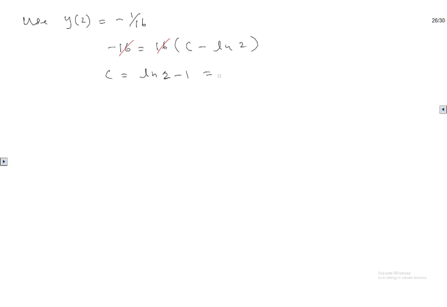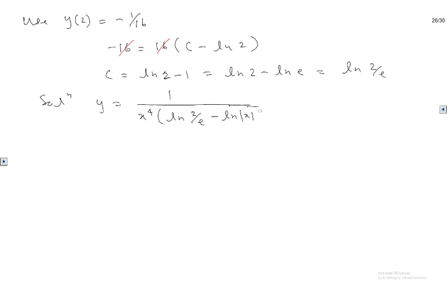You can leave it like that, or you can do some kind of interesting simplification, because 1 is ln e, so you can write this as ln 2 over e. Okay. So the solution now simply becomes y equals, because you have to make it upside down, 1 over x to the 4th, where we substitute the constant, so it becomes ln 2 over e minus ln absolute value x. If you combine all of them into one, you're going to see 1 over x to the 4th ln of 2 over xe. So that's the solution to the initial value problem.